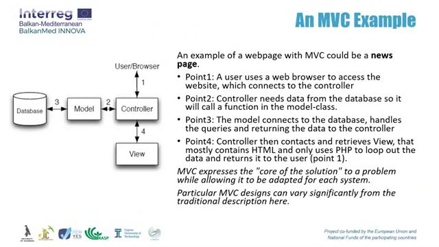An example of a web page with MVC could be a news page. A user uses a web browser to access the website, which connects to the controller as seen in point 1. Controller needs data from the database, so it will call a function in the model class, as seen in point 2. The model connects to the database and handles the queries, and it returns the data to the controller as seen in point 3. Controller then contacts and retrieves view, as seen in point 4, that mostly contains HTML and only uses PHP to loop out the data and returns it to the user, as seen in point 1.